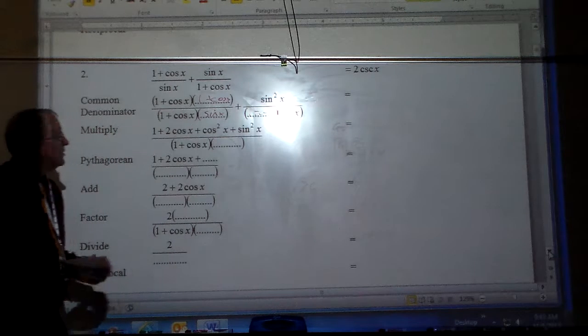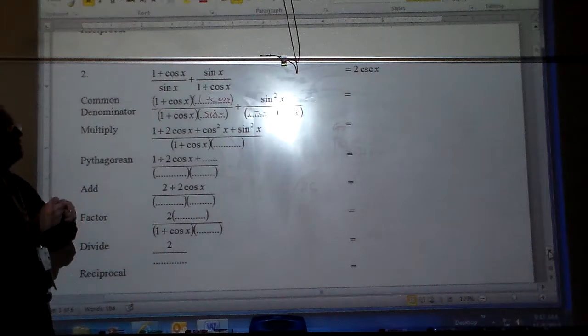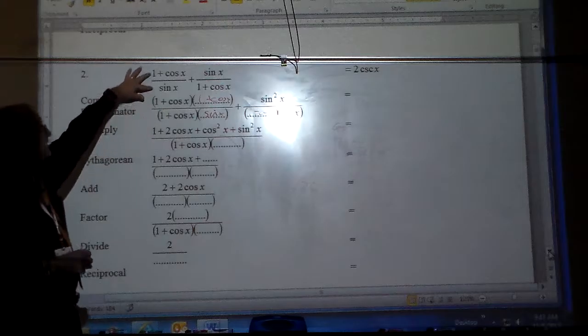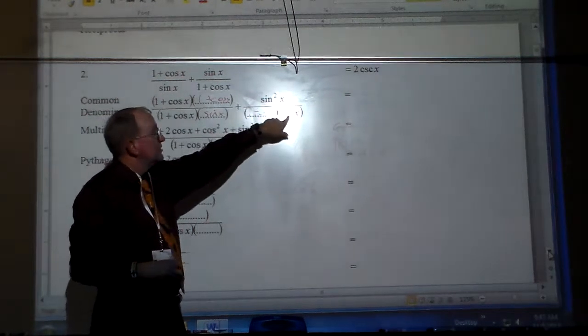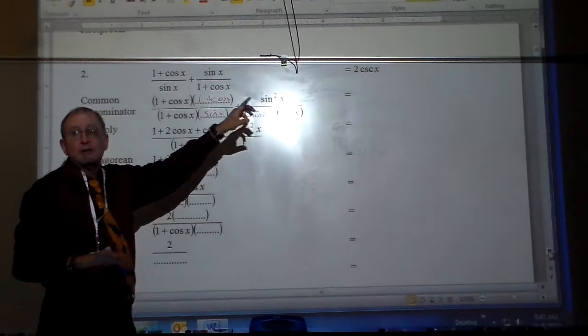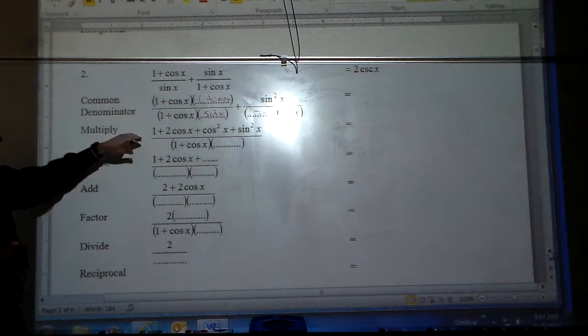So now, all we did was use a common denominator. Multiply this side by 1 plus cosine, and this side by sine. That's all we did. Okay?